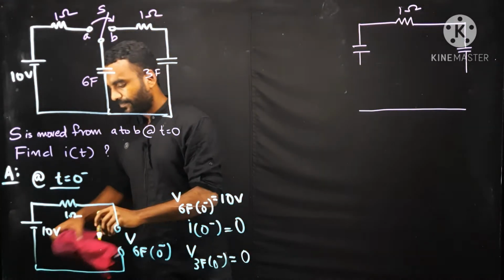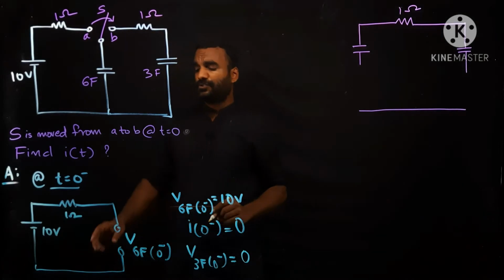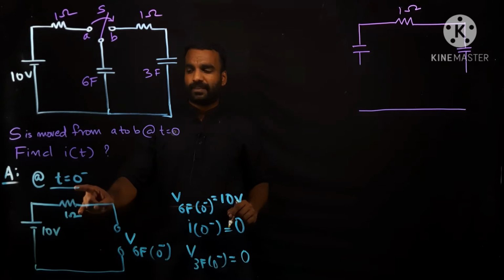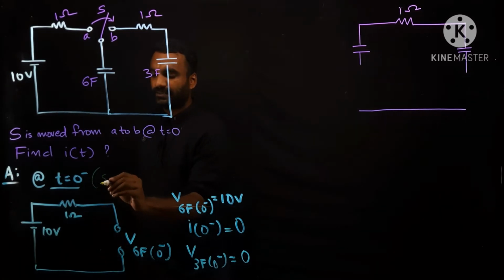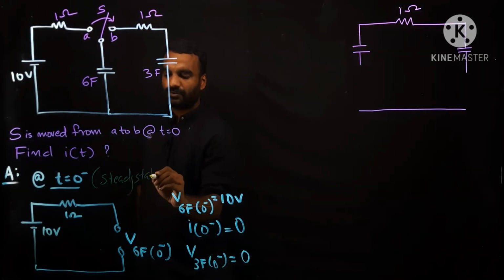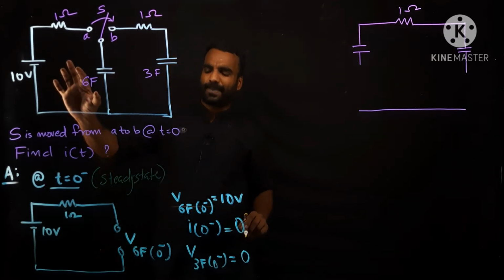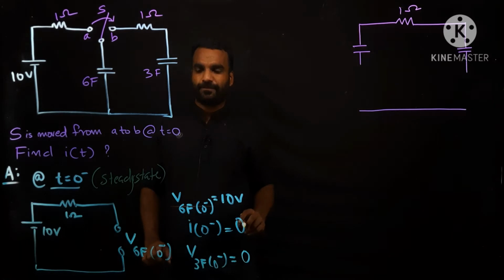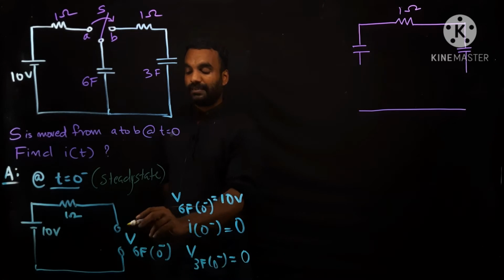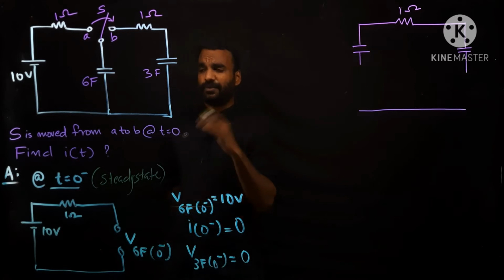Now again we come to this figure. Initially, just before switching, it is a steady state condition, so the capacitor acts as an open circuit. So the 6 farad capacitor acts as an open circuit initially. 0 minus means the initial voltage of the 6 farad capacitor just before switching.